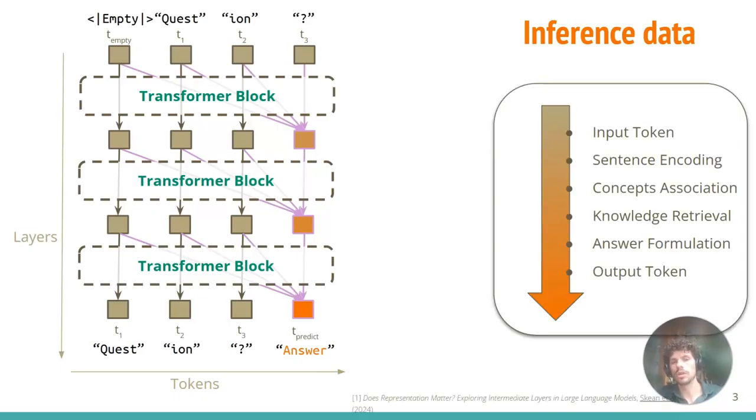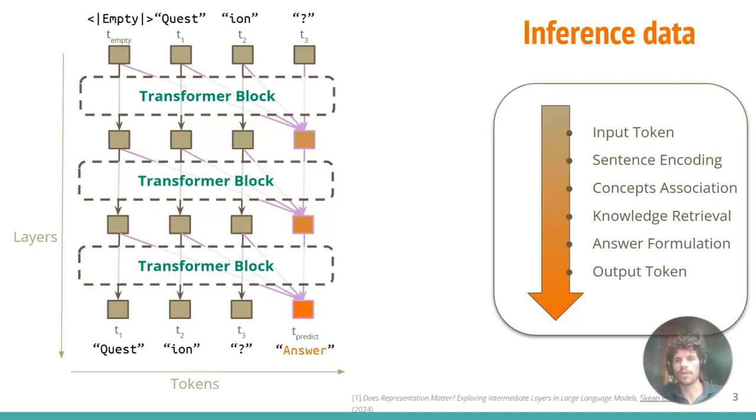It has been shown that during this process, this inference, we are first having the input token and then all the information of the input, the question, for example, is going to be encoded, then associated to different concepts about what's in the questions, and then trying to retrieve information about what the model actually has learned during the pre-training, formulating an answer, and then finally coming down to the single token outputs.